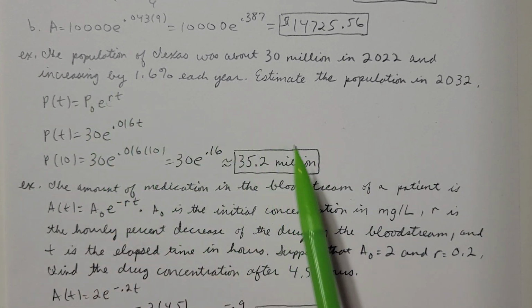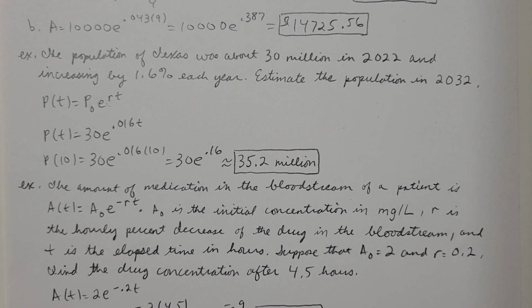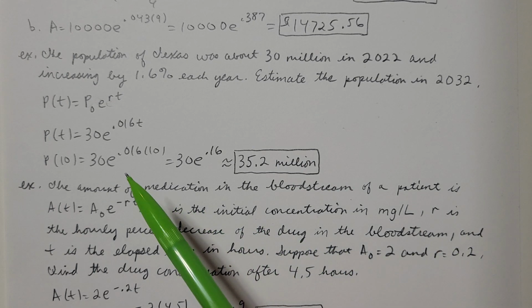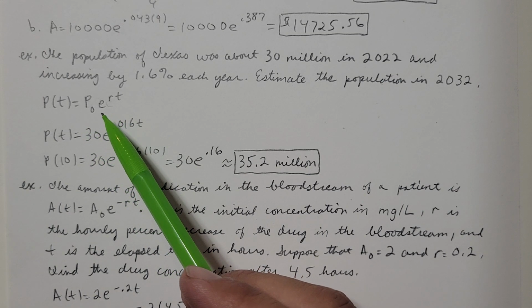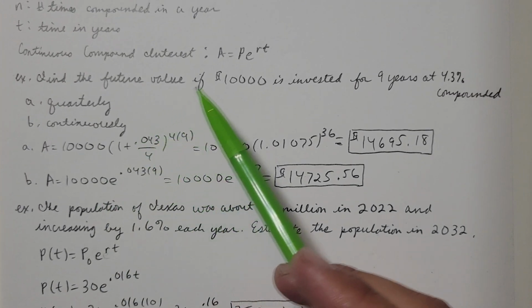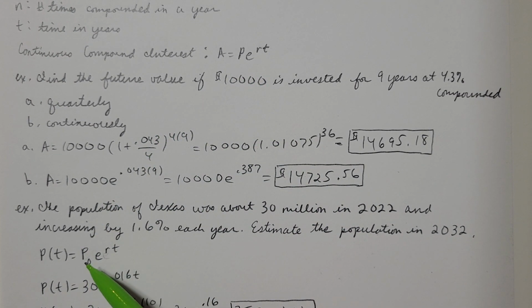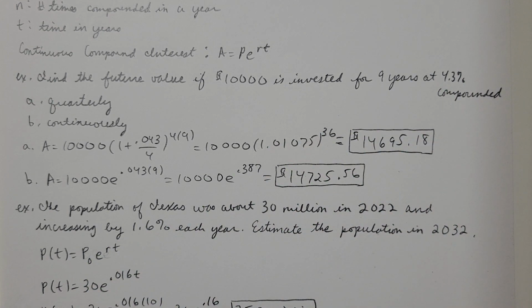Let's try this example. So the population of Texas was about 30 million people in 2022, and it's increasing by 1.6% each year. Estimate the population in 2032. Okay, so for this problem, I'm going to use the equation P of t equals P sub 0 times e to the rt. Now that equation looks very much like the PERT equation. We're going to use this quite a bit at the end of this chapter, okay, when we look at population growth and decay models, okay?